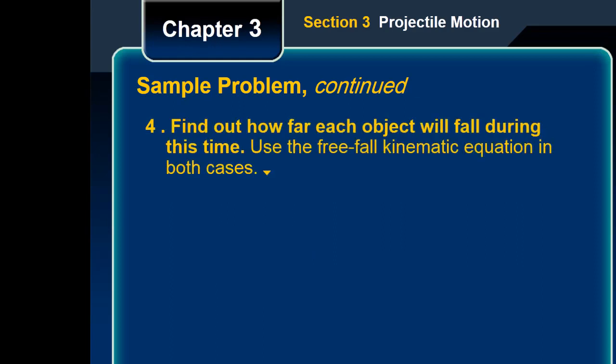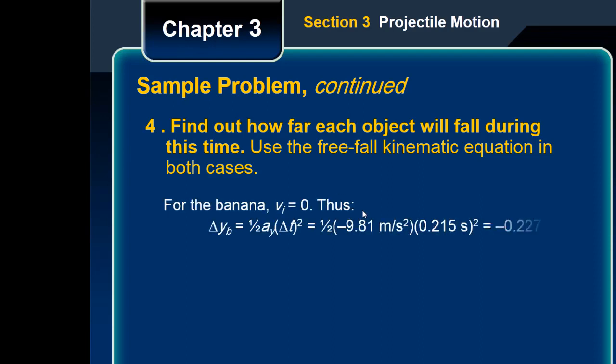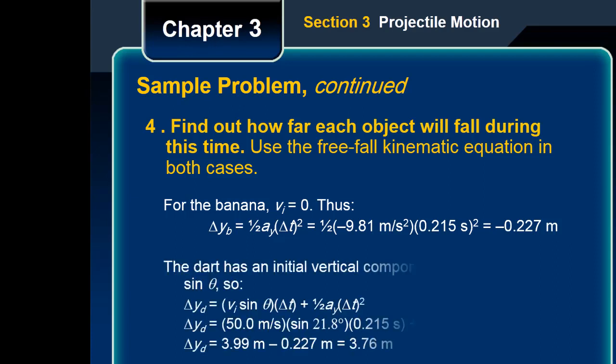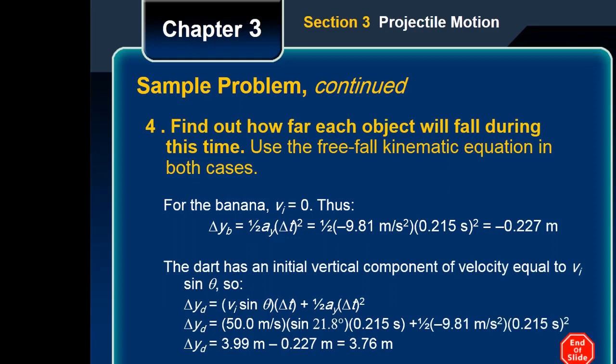Once you get delta t, you can find out how far each object will fall during that time. You know the time it will take the shot to go over there. Now for the banana, you know that the banana starts falling from initial velocity equal to 0. So delta y for the banana is a function of the acceleration, half acceleration multiplied by delta t squared. From that you can get delta y, the y direction for the banana. Then for your dart, it has an initial vertical component of velocity equal to vi sine theta.